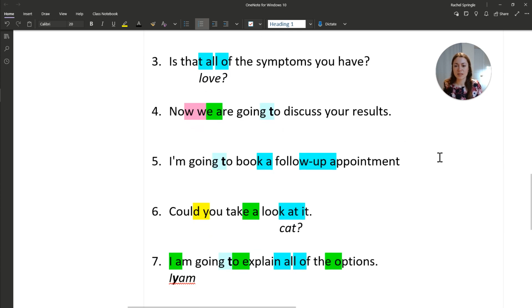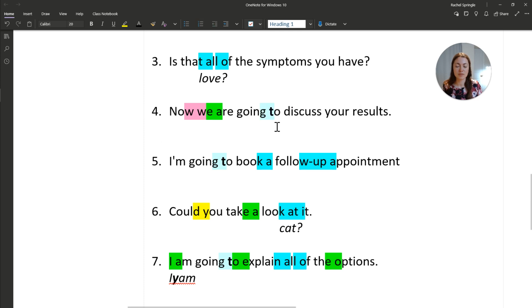Okay, let's do one more here. In this example number 4, we have a double sound. So again, that now we, and we have an ER. So this is an E and this is an A, but it has the R sound. So it sounds nice and smooth together. "Now we are." Now we are going to discuss your results.